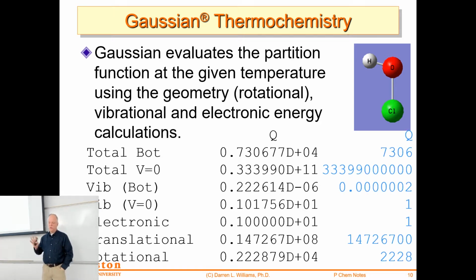So to expand those numbers, these are the partition functions that we have calculated using Gaussian, and we were able to calculate these from their rotational constants and the translational motion. But notice the vibration V equals 0 and electronic are both 1. Why is that? Let's review just a little bit. We haven't talked about electronic, but why is vibrational 1? We have 3 vibrational motions in this molecule.